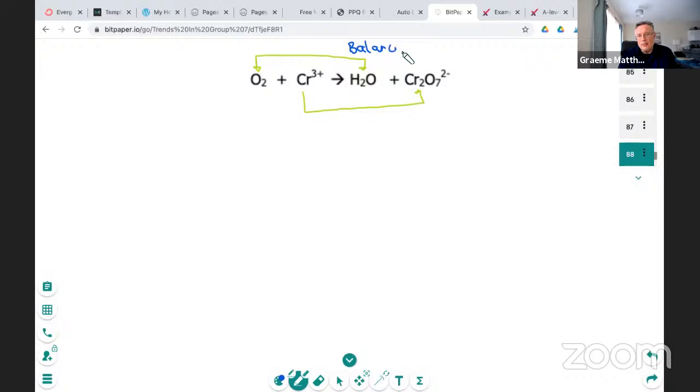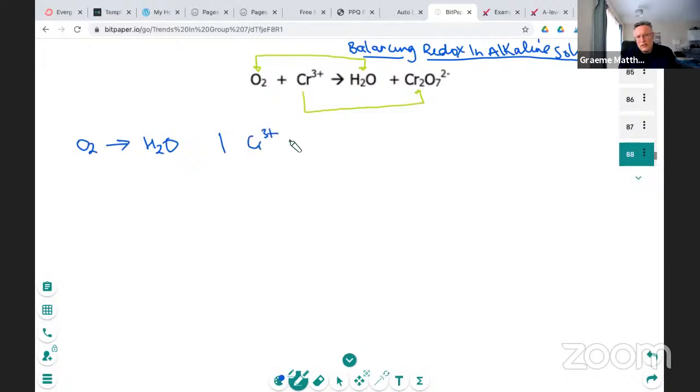Yeah, and this is another example of balancing redox in alkaline solution, like so. And it's the same thing. The reason why I picked this one is, oh, it is a bit funny looking, isn't it? So you've got O2 going to H2O. And then chromium 3+ is going to Cr2O7 2-, like this, right? Okay, now then, look at this one.